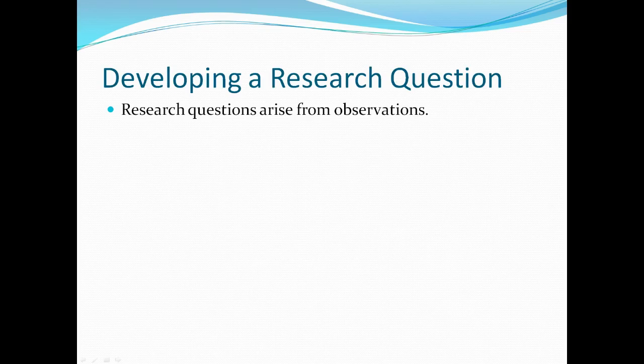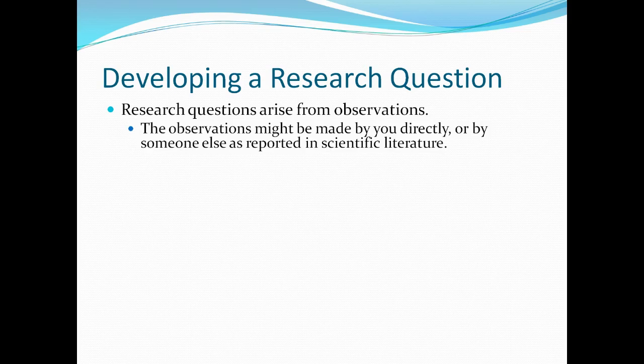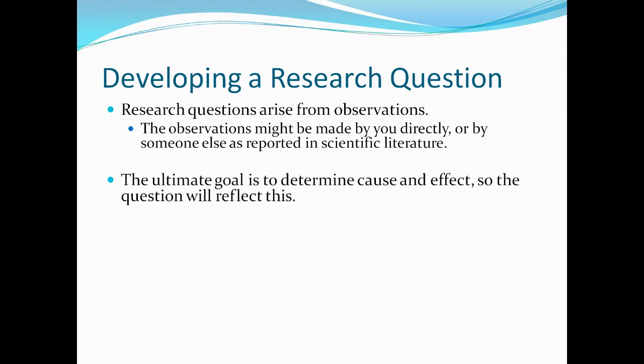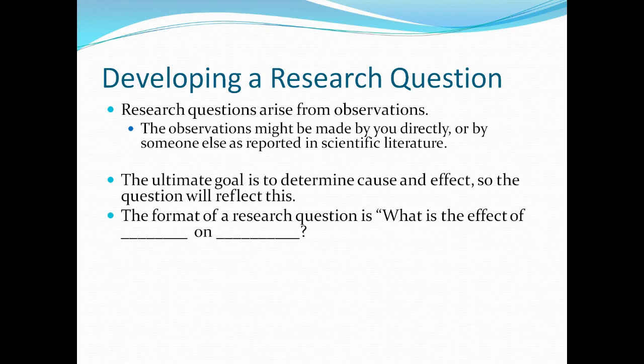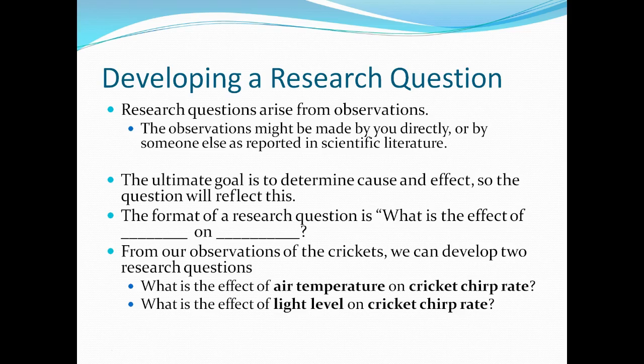From our observations, the first thing we do is pose a research question. The observations might be made by you directly. Sometimes it's going to be by reading the scientific literature. The ultimate goal, no matter what, is to determine cause and effect. So the question is going to reflect this. The format of a research question is, what is the effect of something on something? So it is looking for cause and effect.